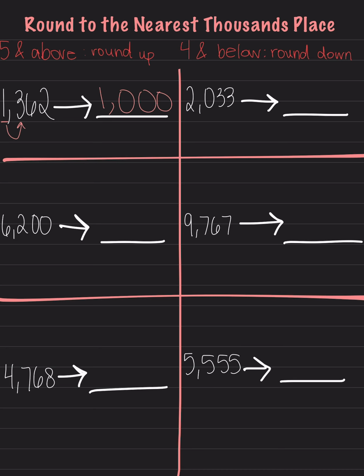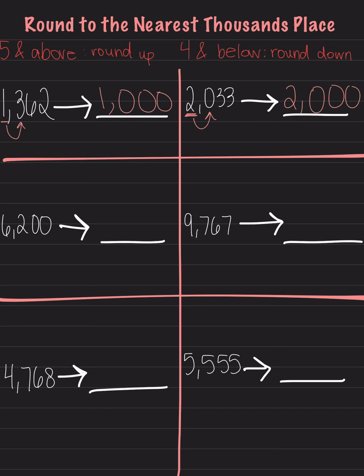Next I have 2033. Remember, I will look at the thousands place first, which is our 2. I will then look at its neighbor, which is 0, and ask myself, is it 5 and above or 4 and below? 0 is 4 and below, which means I round down. Rounding down simply means you keep the number the same. So this 2 will remain a 2. I will then follow it with a comma, and these 3 numbers will automatically become zeros.